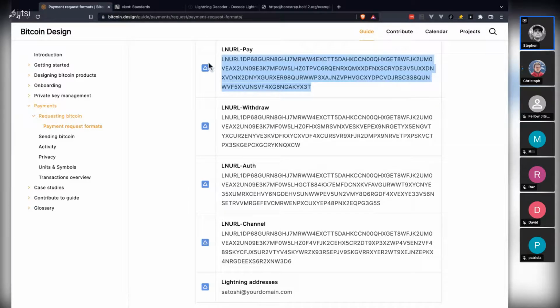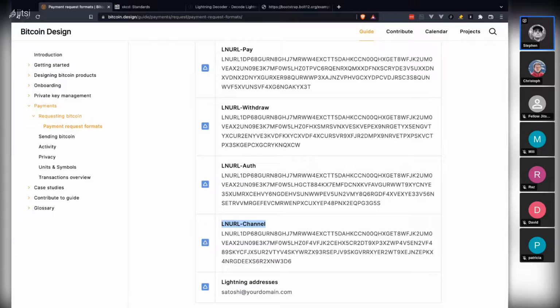And you can do things. You can request payments. You can make withdrawals. You can authenticate with it. You can request a channel open. It's pretty flexible. But my guess is long term, it will be replaced with all the things that will be coming with Bolt 12.